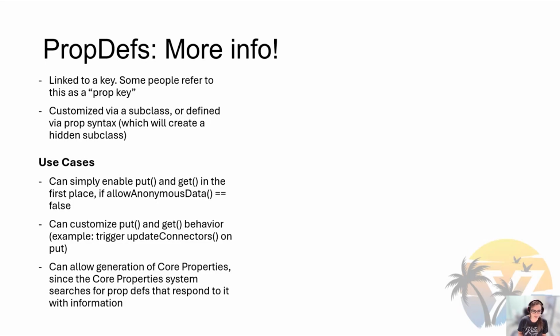You can also allow the generation of core properties. Those are the properties in the green properties box. Since the core properties system is actually agnostic of your class types, as long as you extend PropObj, it just looks at the PropDefs you have and searches for PropDefs that respond to it with information that can build properties. So there are certain types of PropDefs that, when you set them up properly, will actually give certain information to the core property system, and then the core property system will handle the generation of those green properties.